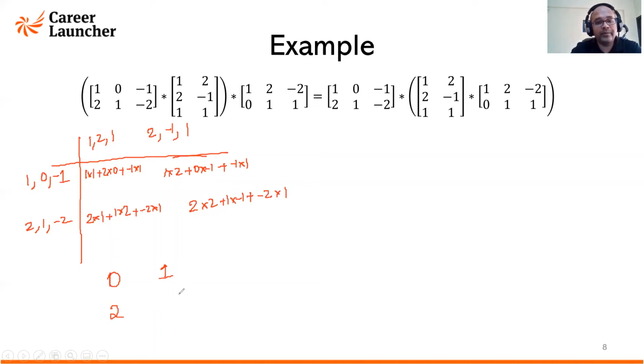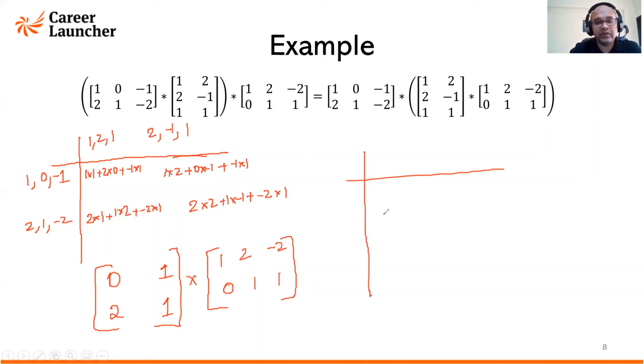And 4 minus 3 is 1. This is your first answer, first part. This is getting multiplied with 1, 2, minus 2, 0, 1, 1. If you quickly do this, what do you get? Let's do this on the right hand side. It's a revision for you also.